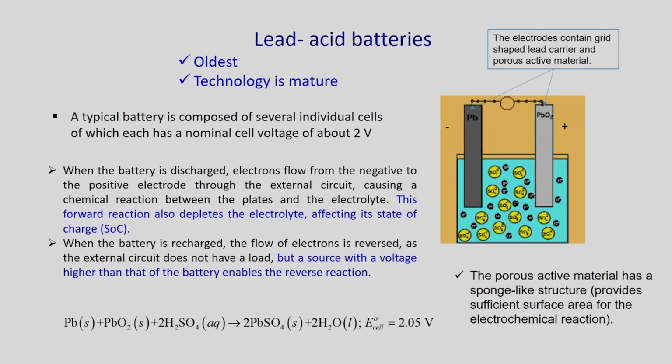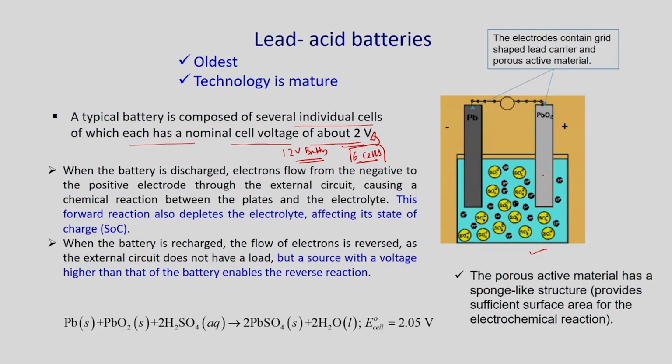Now let us learn something about lead acid batteries, which are the oldest batteries, and the technology is quite mature. A typical battery is composed of several individual cells, each of which has a nominal voltage of 2 volt. So what happens if we look for a 12 volt battery, then how many cells are required? It will be 6 cells, right. Each cell will give 2 volt.